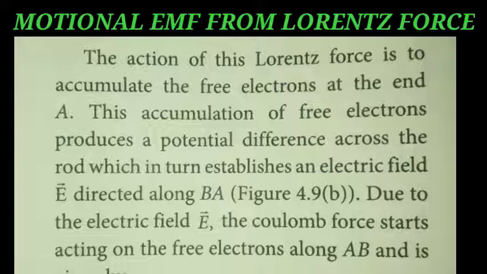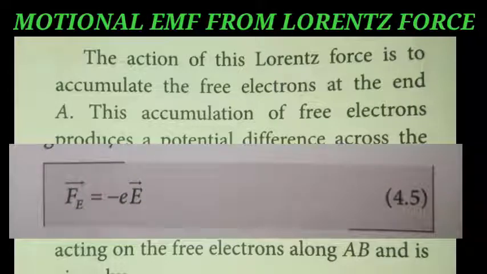These accumulations of free electrons produce a potential difference across the rod, which establishes an electric field E vector directed along BA. Due to the electric field E vector, the Coulomb force starts acting on the free electrons along AB, and it is given by the equation F_E vector is equal to minus e into E vector.